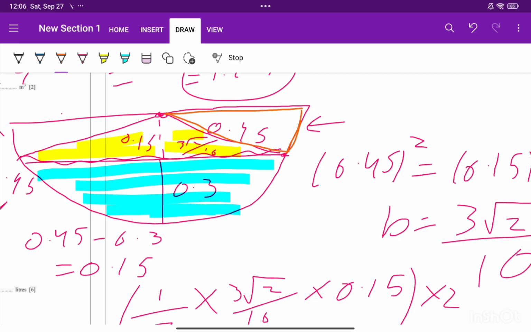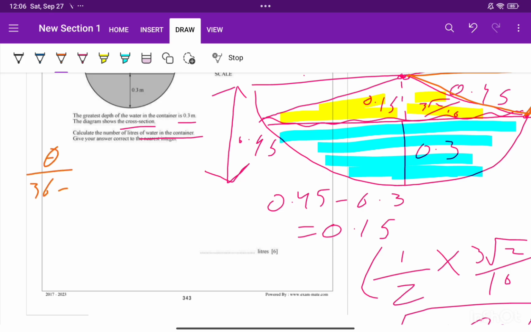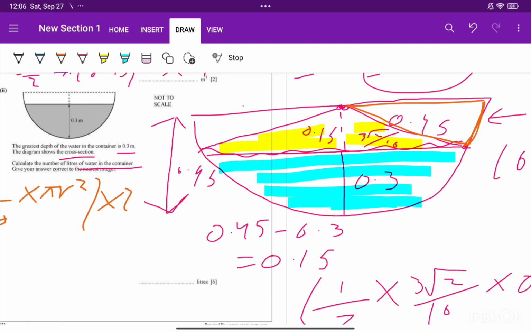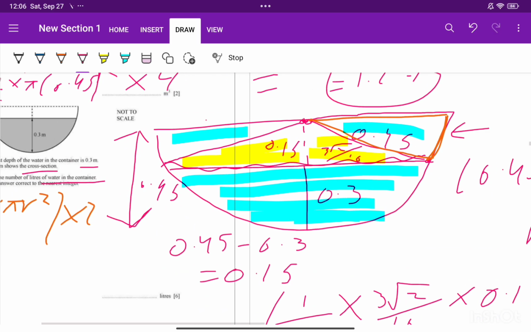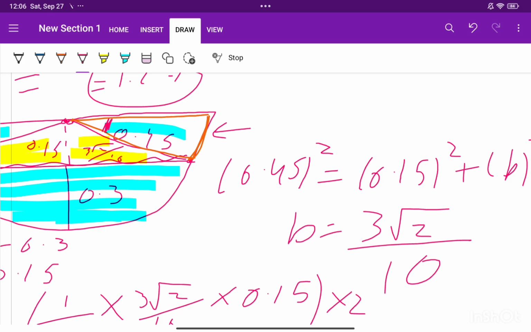Okay, now we need to find the area of this sector. Radius is 0.45. So area of sector is angle over 360 multiplied by pi r square. And this will also be multiplied by 2 because there are two sectors, this sector and this sector. Okay, first we need to find this angle. Let me change color.